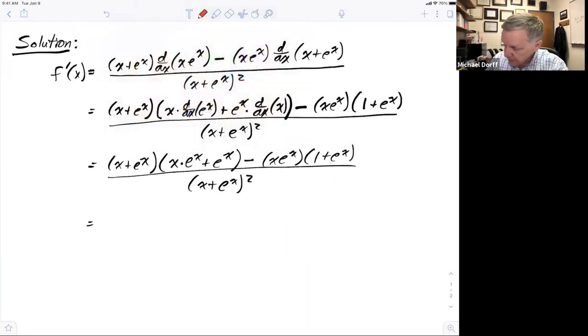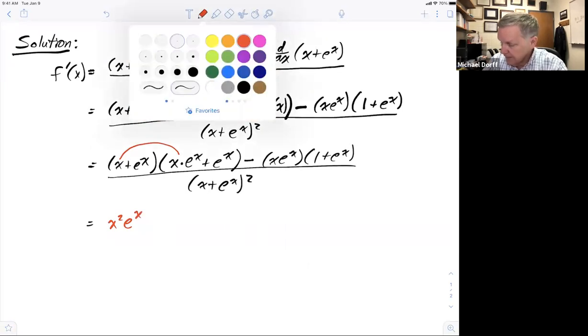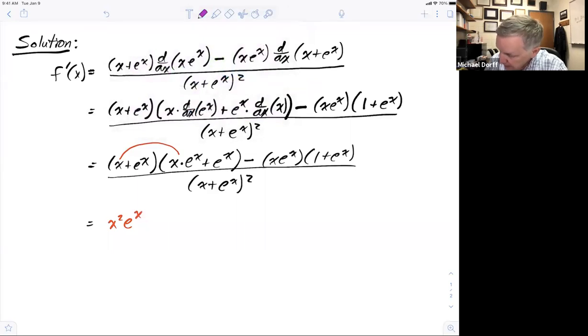So let's use some colors here. So I have to go x times e to the x. So that's going to give me an x squared e to the x. Then the next term, I'm going to have x times e to the x. That's going to be x e to the x.